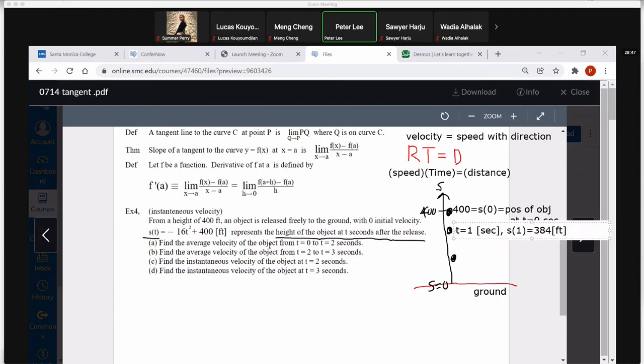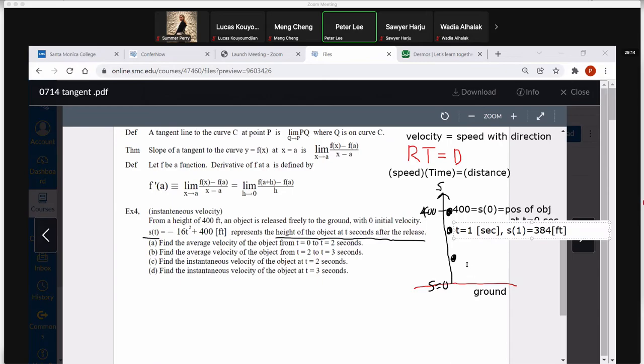So what does this s of t represent? S of t represents the height of the object at t seconds after the release. When time t equals 0 seconds, the object is at 400 feet. And then when t equals 1, the object comes down. It's falling towards the ground. S of 1 is the position of the object at t equals 1 second, and that would be 384 feet.